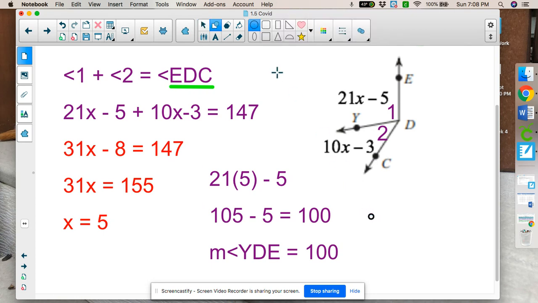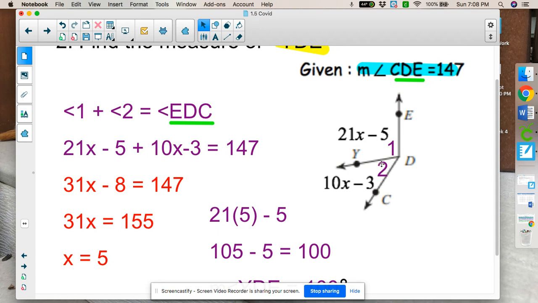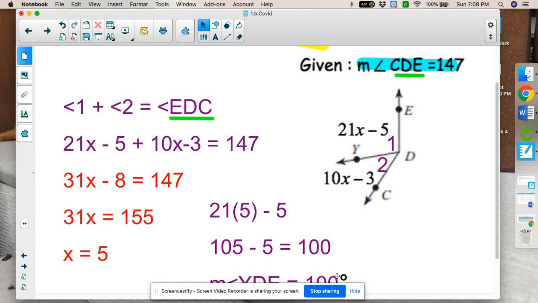So what does that mean for if we had to classify this angle? Would this angle be acute, right, or obtuse? YDE. You should have said obtuse. It's an obtuse angle because it's more than 90, but it's less than 180. The other angle, angle 2 here, I could just get by subtracting 147 minus 100, and that would give me 47. So angle 2 must be an acute angle.